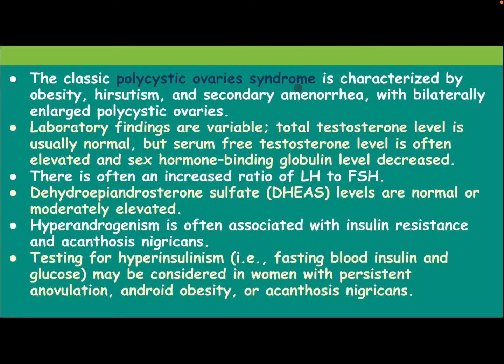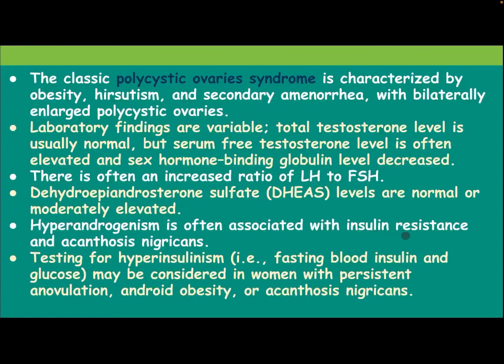The classic polycystic ovary syndrome is characterized by obesity, hirsutism, and secondary amenorrhea with bilateral enlarged polycystic ovaries. Laboratory findings are variable. Total testosterone level is usually normal, but serum free testosterone level is often elevated and sex hormone binding globulin level decreased. There is often an increased ratio of LH to FSH. Dehydroepiandrosterone sulfate, DHEAS, levels are normal or moderately elevated.